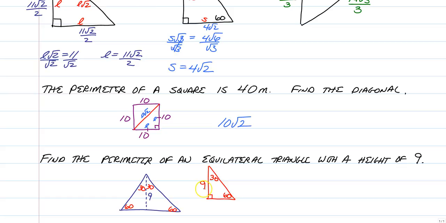So that corresponds to our s root 3 side. So s root 3 is equal to 9. If we divide both sides by the square root of 3, we will end up with s is equal to 3 root 3. So this is a 3 root 3, and this is a 6 root 3. And if all 3 sides are 6 root 3, our perimeter is 18 root 3.